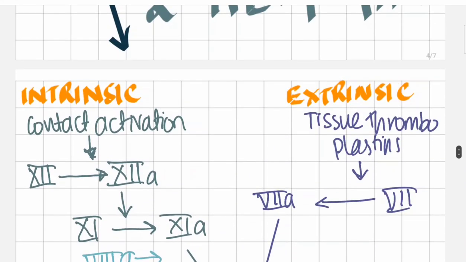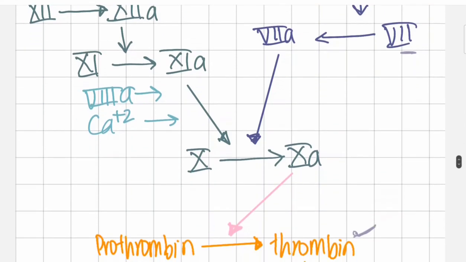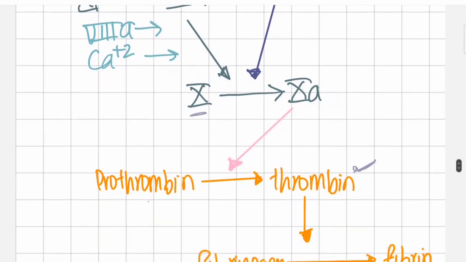There are two pathways for that. One is called the intrinsic and the other is the extrinsic. The shorter pathway is extrinsic and the longer pathway is intrinsic. I'm going to first go over the extrinsic pathway. Tissue thromboplastin is going to activate factor 7 into 7A, and that is going to activate factor 10 into 10A, and then this 10A is going to activate prothrombin to thrombin.